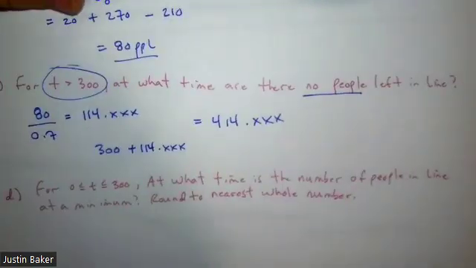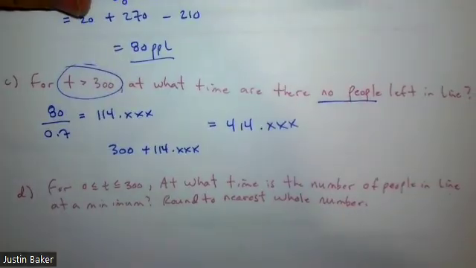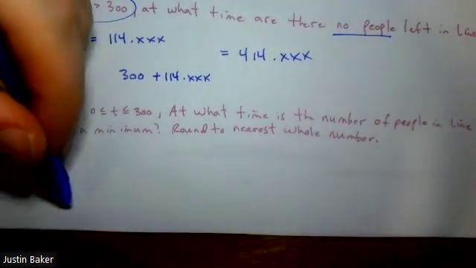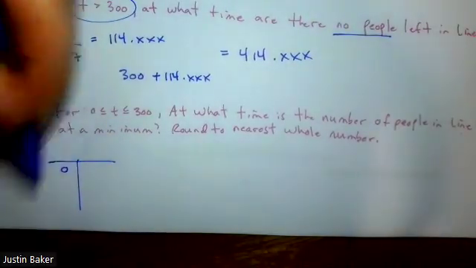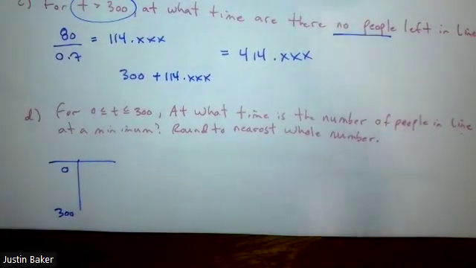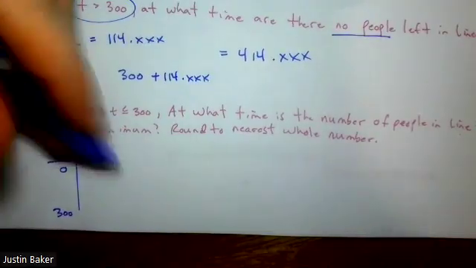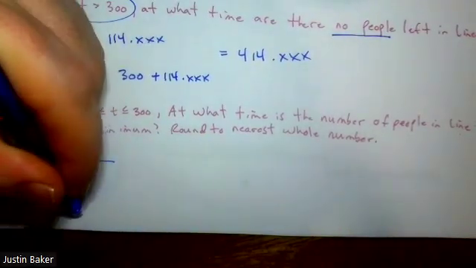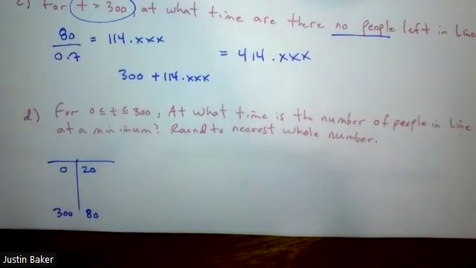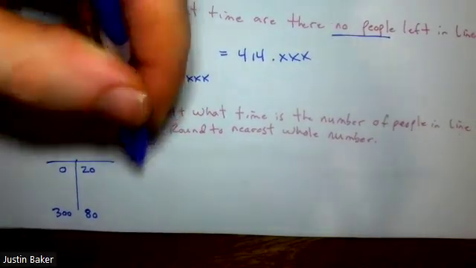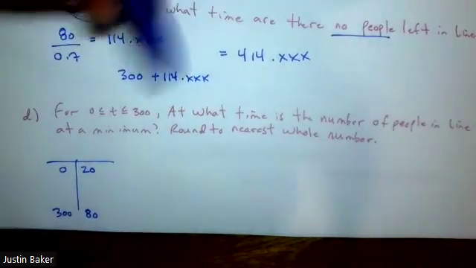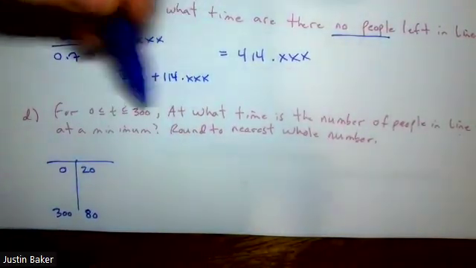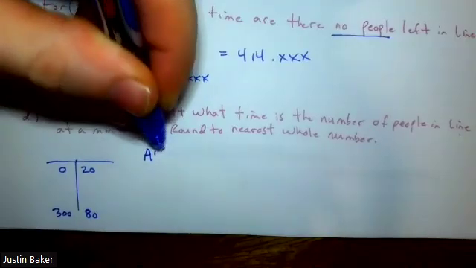Okay, for part D, at what time is the number of people in line a minimum? So this is our absolute minimum. So we're going to be going with 0 and 300. And now we should already know these two, right? At 0, there were 20 people, and at 300, we already know there's 80. We figured both of those out. We need critical points. And what are we finding? The amount. So I need A prime of t.